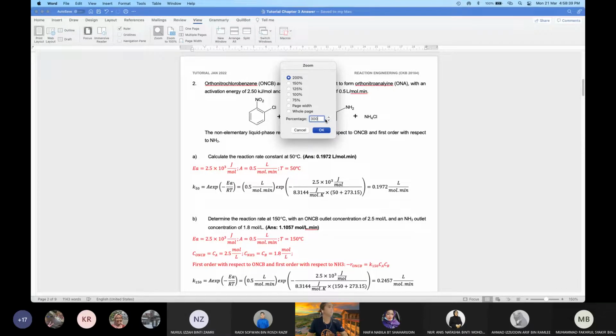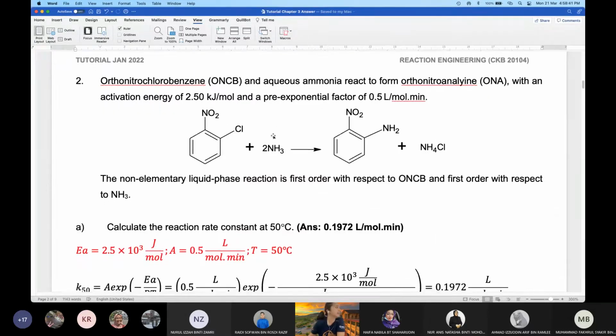Okay, so next question. The question says, orthonitrochlorobenzene, ONCB, and aqueous ammonia react to form orthonitroaniline, ONA, with an activation energy of 2.5 kilojoule per mole and a pre-exponential factor of 0.5 liter per mole minute. Okay, so let us see.